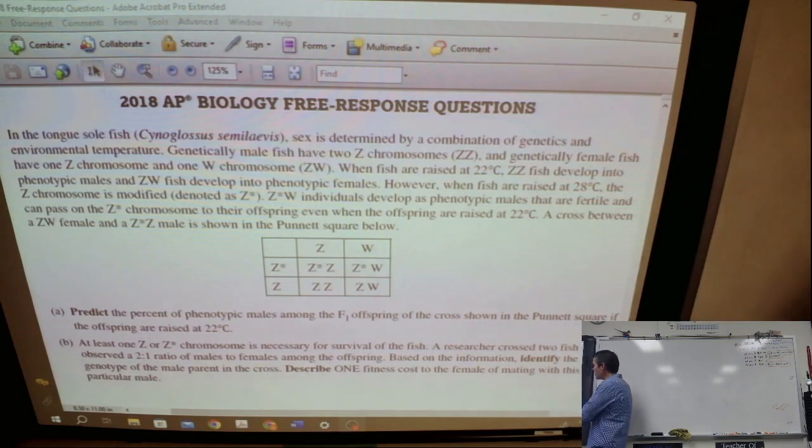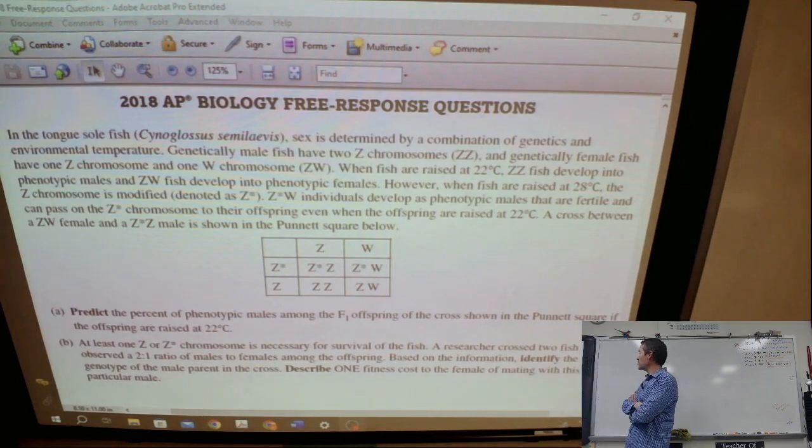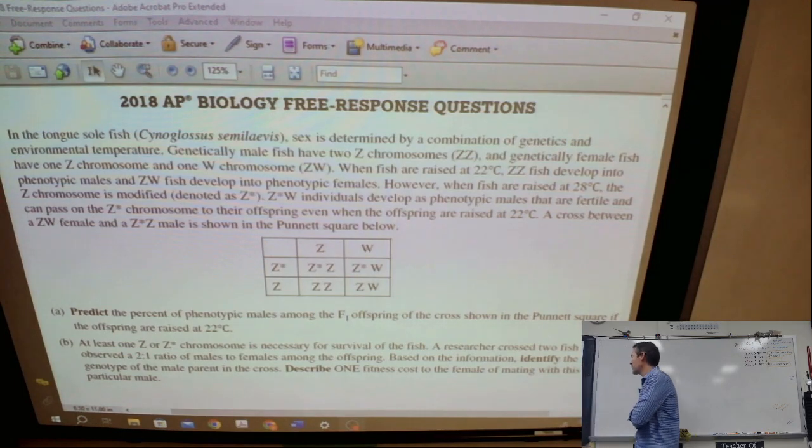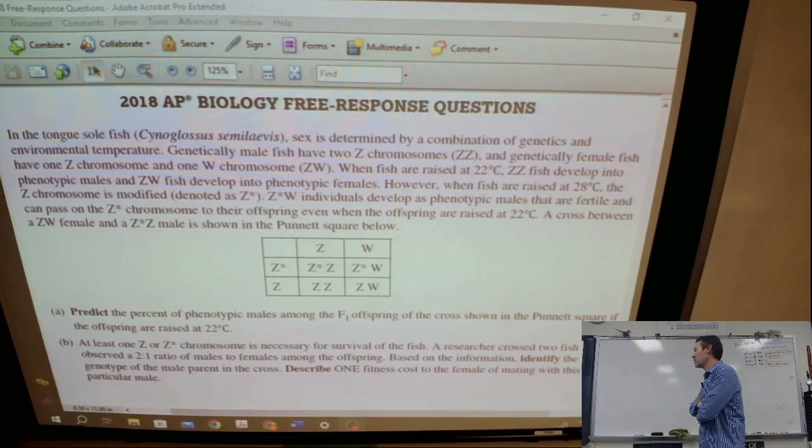However, when fish are raised at 28 degrees Celsius, the Z chromosome is modified, denoted as Z star. Z star W individuals develop as phenotypic males that are fertile and can pass the Z star chromosome to their offspring even when the offspring are raised at 22. A cross between a ZW female and a Z star Z male is shown in the Punnett square below. So, A, predict the percent of phenotypic males among the F1 offspring of the cross shown in the Punnett square if the offspring are raised at 22 degrees.